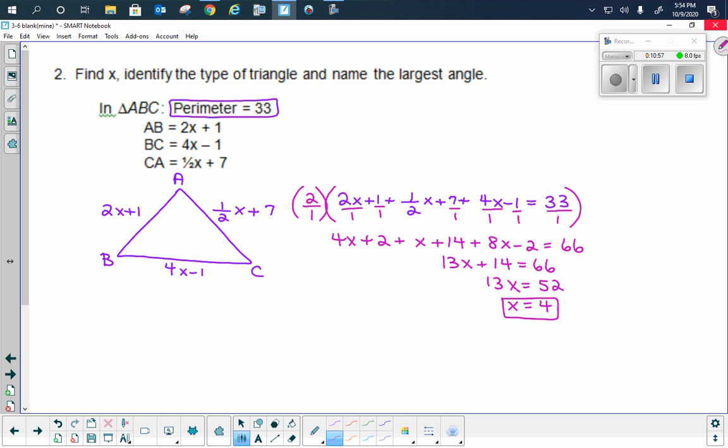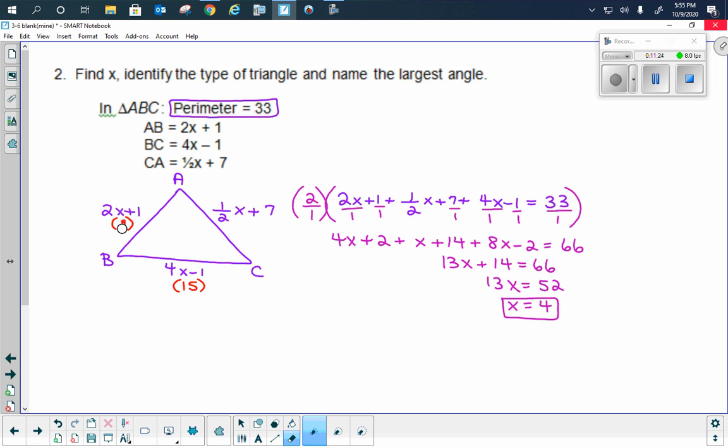What's the very next thing you should be doing with 4? Right, you should be picking it up and plugging it into the picture. So if you pick up 4, 2 times 4, I'm looking at side AB. 2 times 4 is 8 plus 1. This length is 9. Side BC, 4 times 4 is 16 minus 1 is 15. So this length is 15.